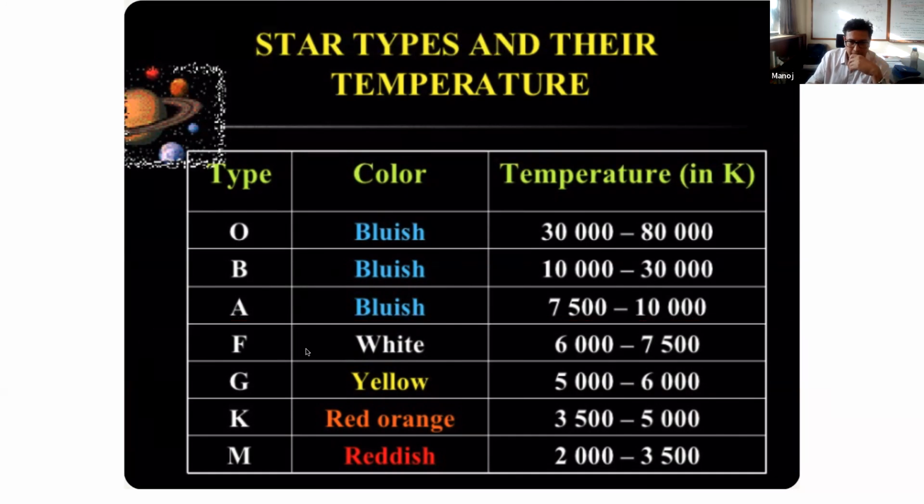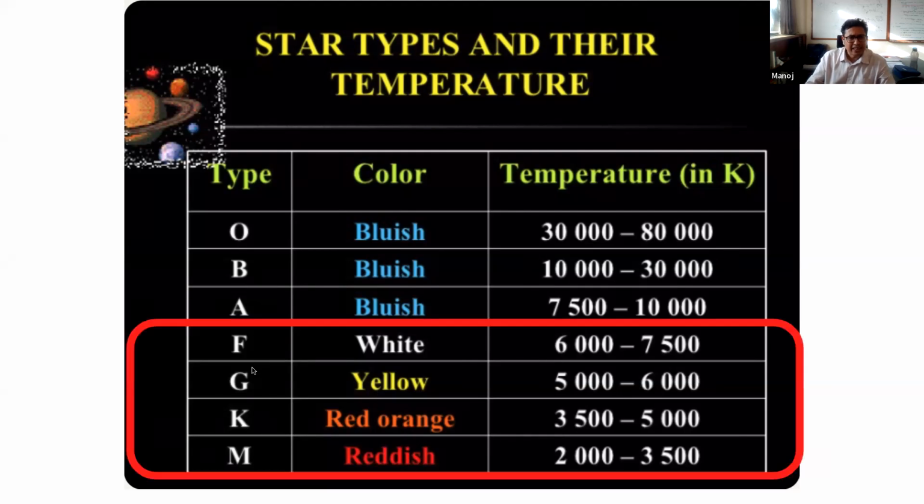Whereas the F and G, the Sun is a G-type star. It has a temperature of about 5,700 Kelvin, somewhere in this range. It's a yellow star. And then if you go to cooler stars, stars cooler than the Sun, they appear red, orange, and they are K and M.